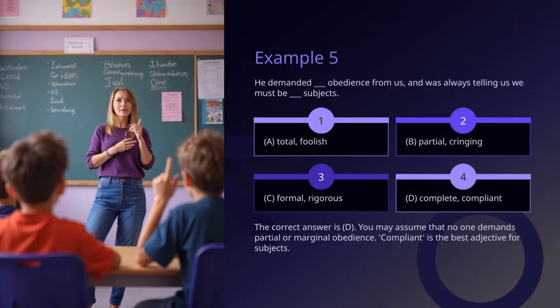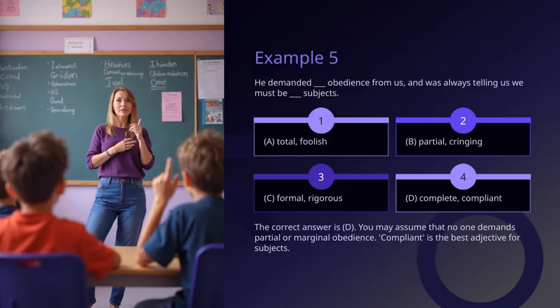The sentence reads, "He demanded obedience from us and was always telling us we must be subjects." The options are A, total, foolish, B, partial, cringing, C, formal, rigorous, and D, complete, compliant. The key point here is understanding the nature of the obedience being demanded. When someone demands obedience, especially in a context like this, partial or marginal obedience is unlikely. The best fit is option D, complete obedience and compliant subjects.